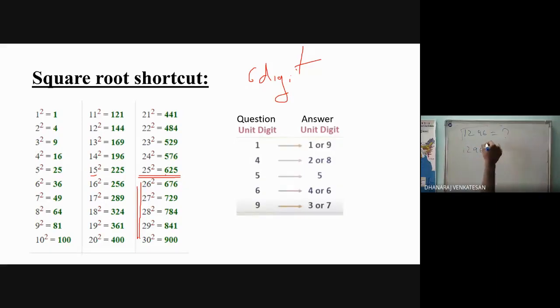1296. The last digit 6 will come for 4 and 6. Okay. The digit here can be 6 or 4. I will omit the last two digits, leaving 12. Okay. 12 will come under 3 square and 4 square, between 9 and 16. So obviously I'll write the least number, 3. 3 into 4 is equal to 12.